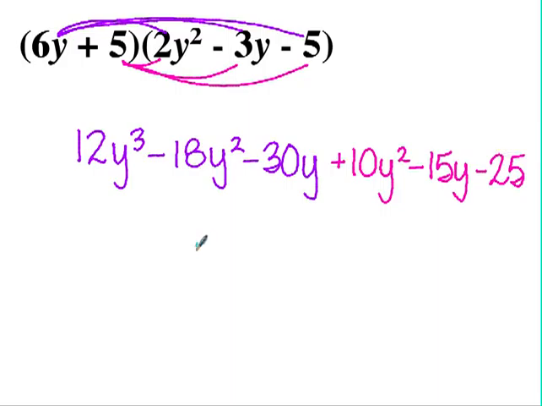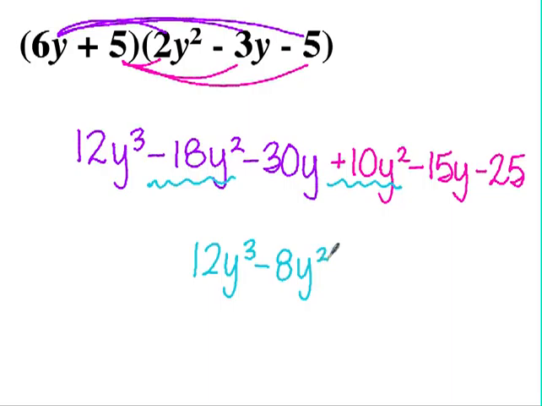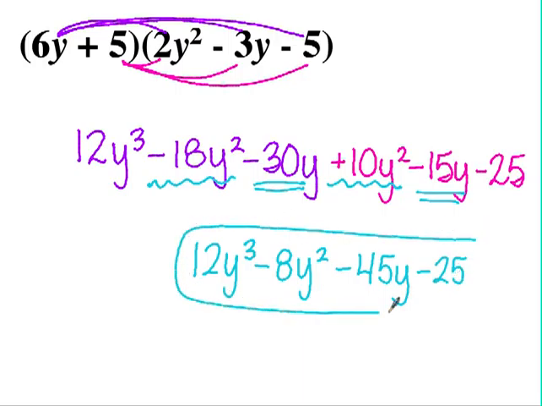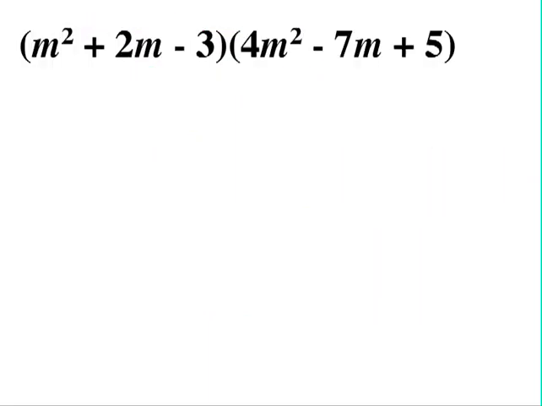So now I'm looking for like terms. First of all, I have a 12y cubed. Do I have any like terms with the negative 18y squared? Yes, negative 18y squared and 10y squared, which is negative 8y squared. And then I have negative 30y and negative 15y, which is negative 45y, and then minus 25. Questions? Let's look at another one of those.